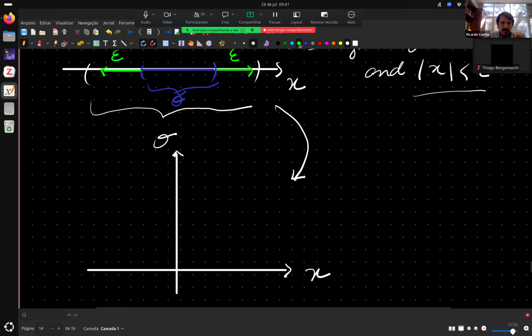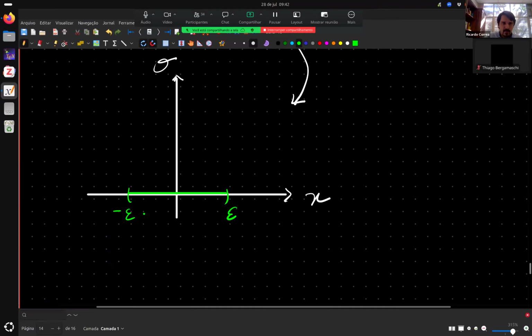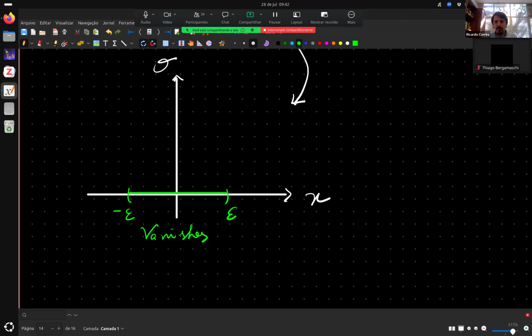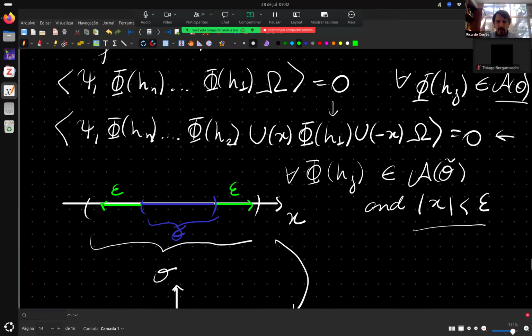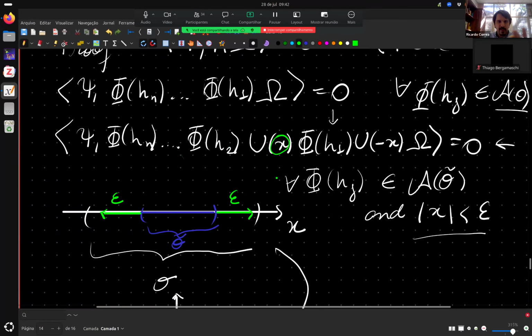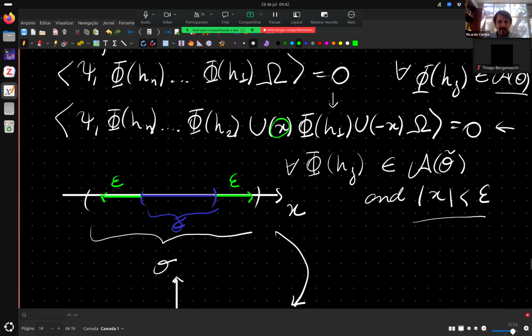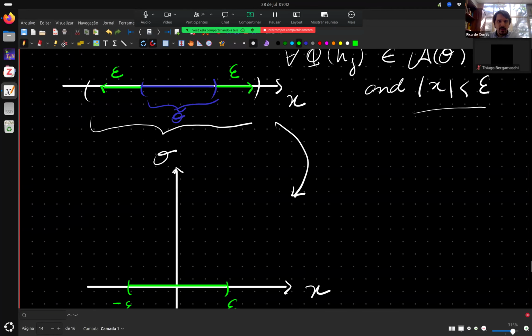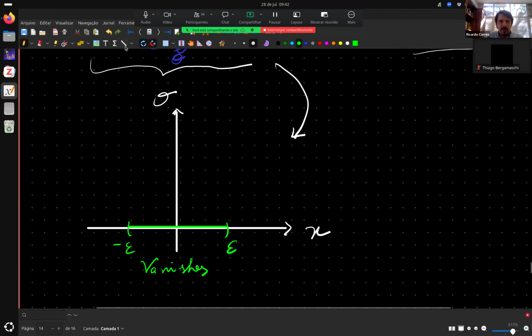And within the parameter x, what I learned is if I move this parameter x between minus epsilon and epsilon, the inner product vanishes. So that's the region where I know that this inner product vanishes for this parameter x. If I use the parameter x in this region, I have 0. Okay, now allow me to also look at the imaginary part.